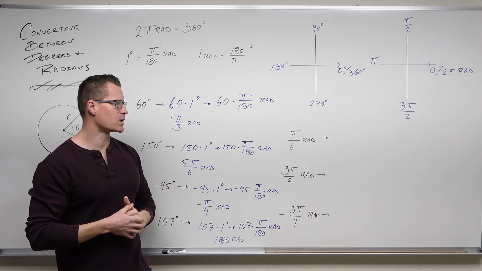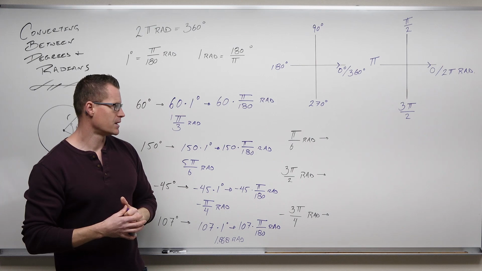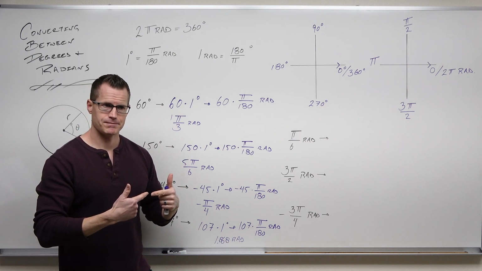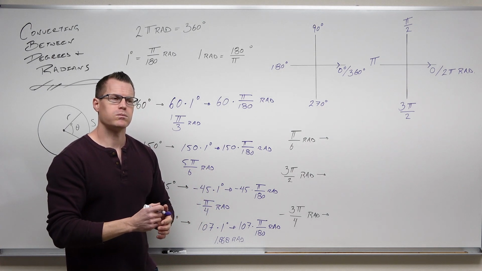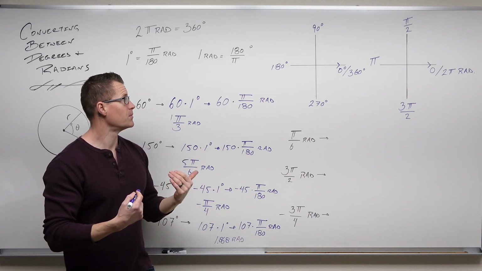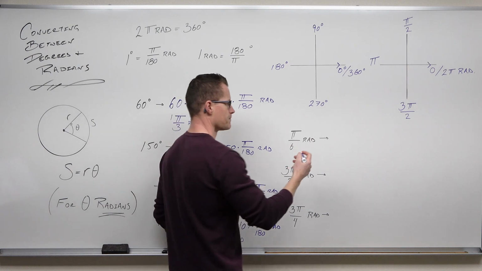Now let's go backwards. What if we have radians and we want degrees? Let's give that a try. All right, so we know that pi over 6 radians is a radian type angle measurement, but we also know what 1 radian is. 1 radian equals 180 degrees over pi. So we can go about the same conversion, just backwards.